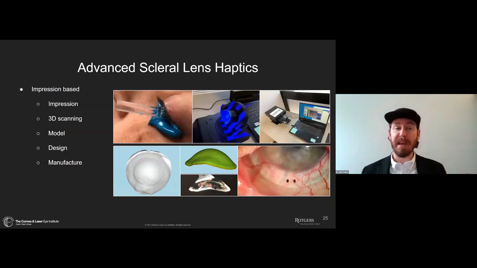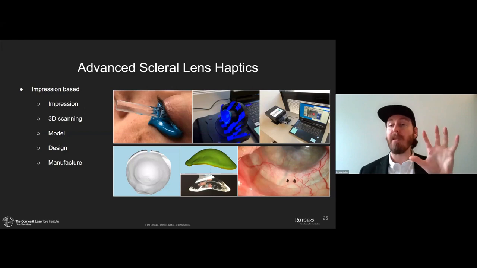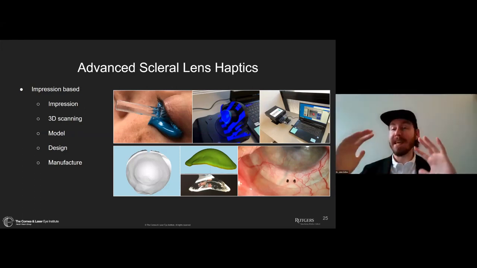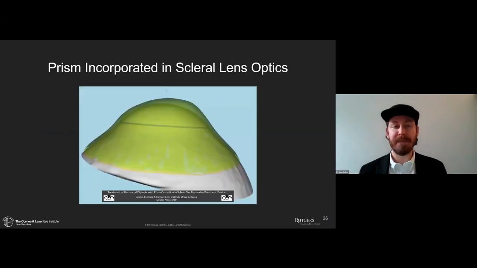Very much in the same vein, we can do the same thing with impression-based lenses. We take an impression of the eye, we 3D scan it, we model it, we design it, we manufacture it. And those lenses, again, are going to lock into place a little bit more because they're taking into account more detail of that ocular surface.